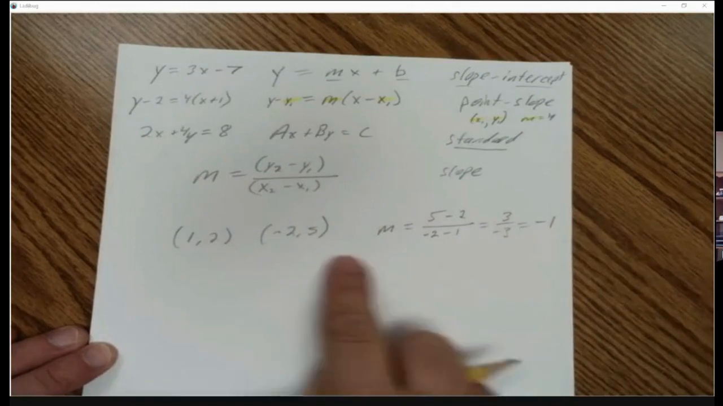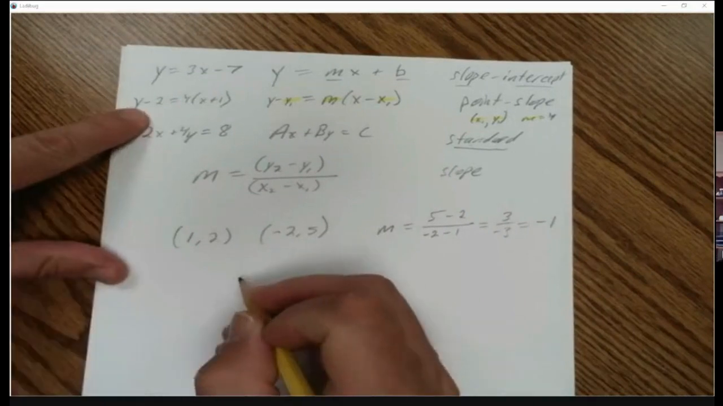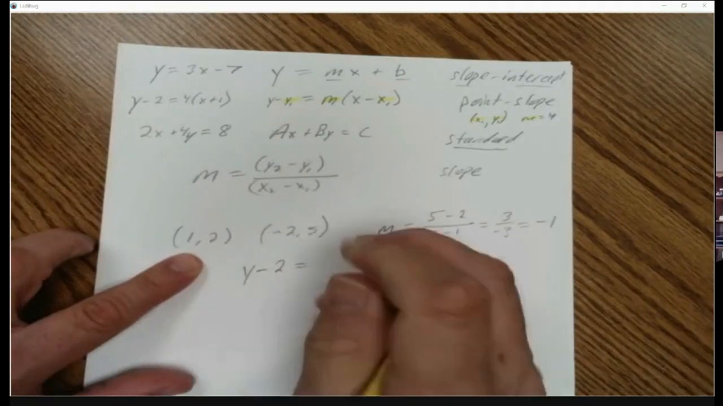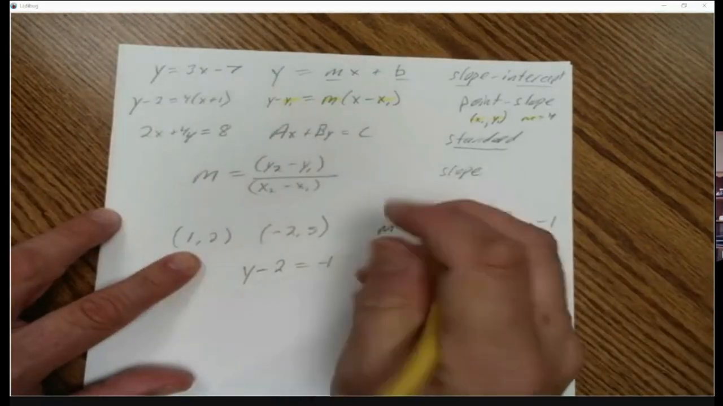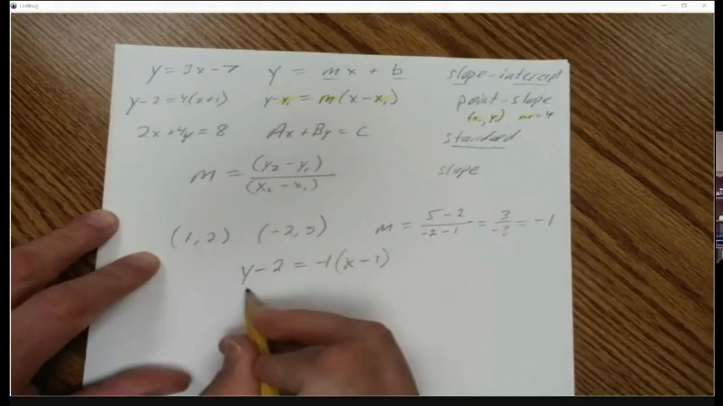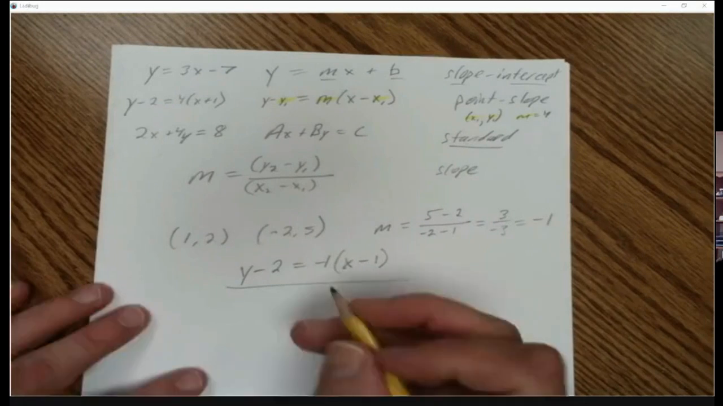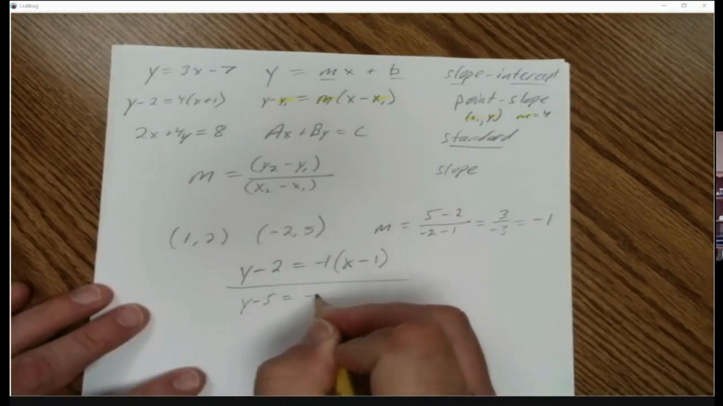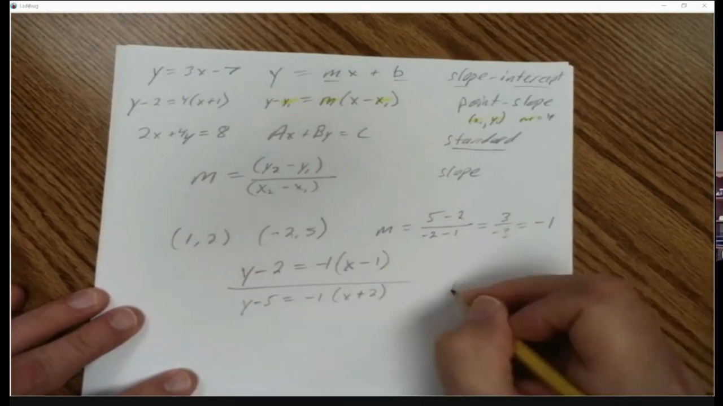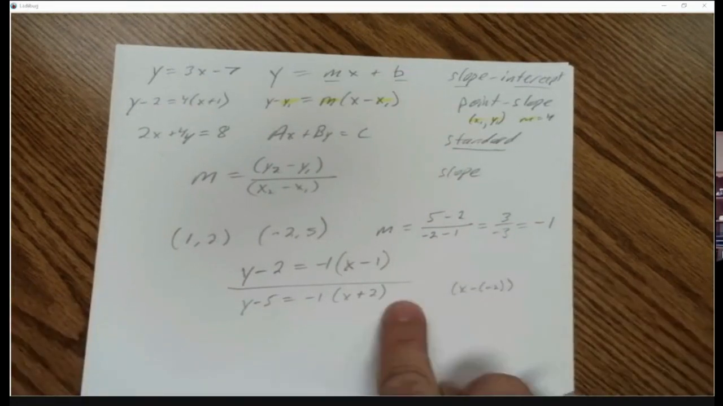So if we want to write the equation of the line using either point, let's just take the first one. y minus whatever the y is, y minus 2 equals the slope, which is negative 1, parentheses, x minus, what is the x? It's 1. That is the equation of a line that will pass through those 2 points. We could also do y minus 5 equals negative 1, x plus 2. That's a negative 2, so that would be x minus negative 2, which is x plus 2.